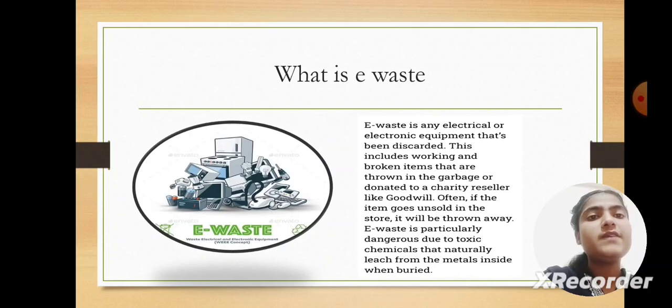What is e-waste? E-waste is any electrical or electronic equipment that has been discarded. This includes working and broken items that are thrown in the garbage or donated to a charity reseller like Goodwill. Often if the item goes unsold in the store, it will be thrown away. E-waste is particularly dangerous due to toxic chemicals that naturally leach from the metals inside when it is buried.